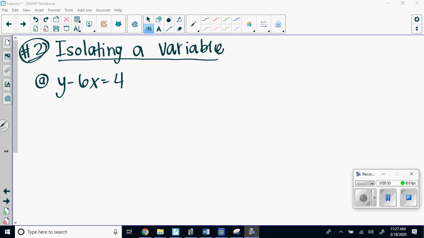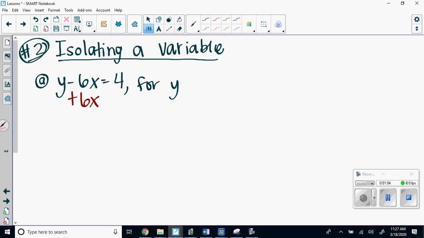So this first one we're going to do, we need to isolate a variable, and I'm going to isolate it for y. So we have this equation right here. And I want to get y all by itself, which just means I need to do the opposite of whatever's happening to it as I move that piece to the opposite side. So we currently have this minus 6x that's with the y. I want to get rid of a minus 6x. The opposite of minus is plus, so let's just add 6x.